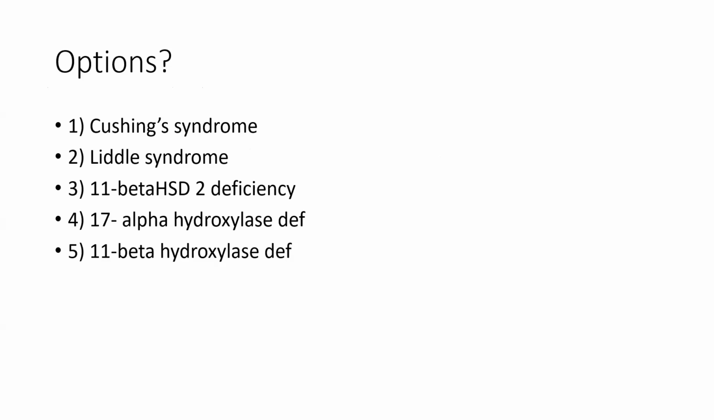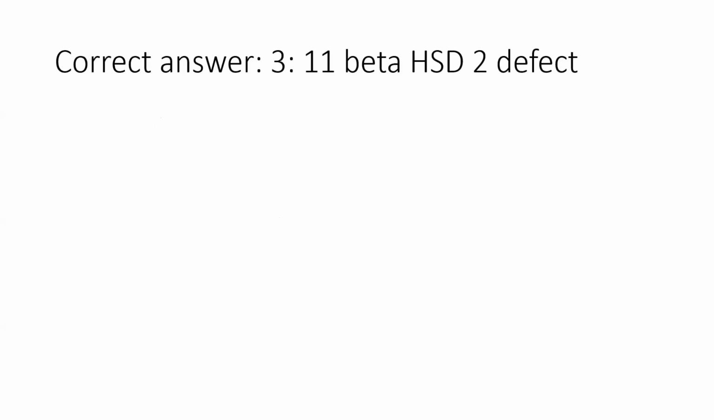Is it Cushing syndrome? Is it Liddle syndrome? Is it 11 beta HSD2 deficiency? Is it 17 alpha hydroxylase deficiency? Or is it 11 beta hydroxylase deficiency? So let's look at the answer. The correct answer is 11 beta HSD2 deficiency.